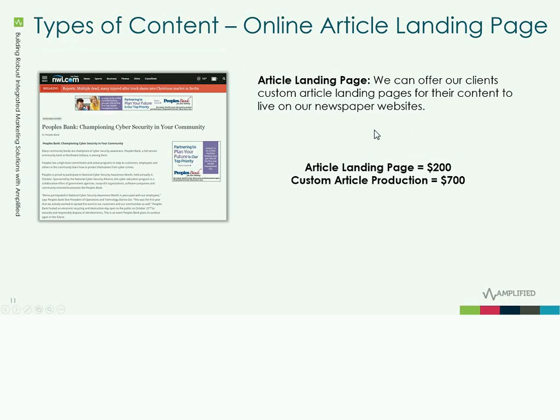To give your clients maximum reach and exposure, be sure to include an online article landing page to any article that is produced. This will allow your client's article to live on our newspaper website for the duration of their native campaign. The cost to create the landing page is $200 in addition to the article production itself.